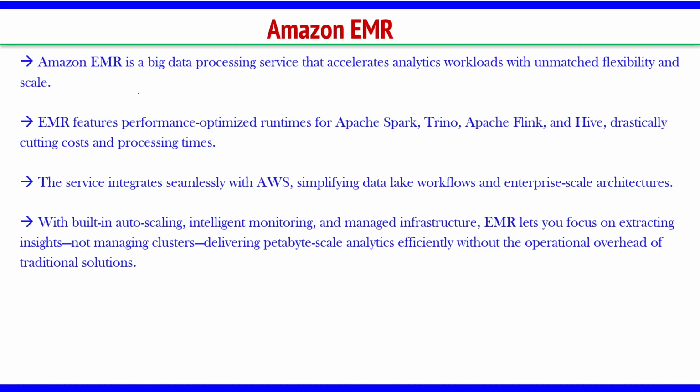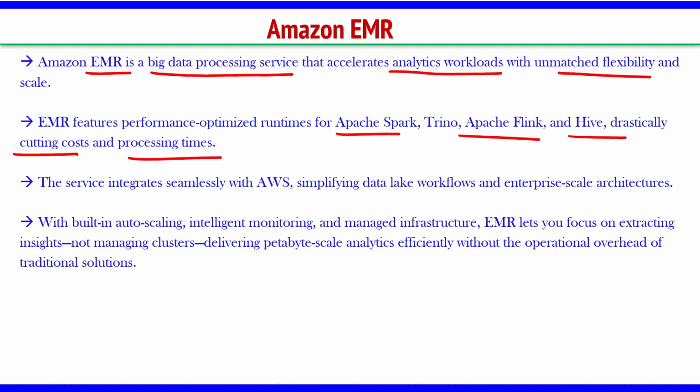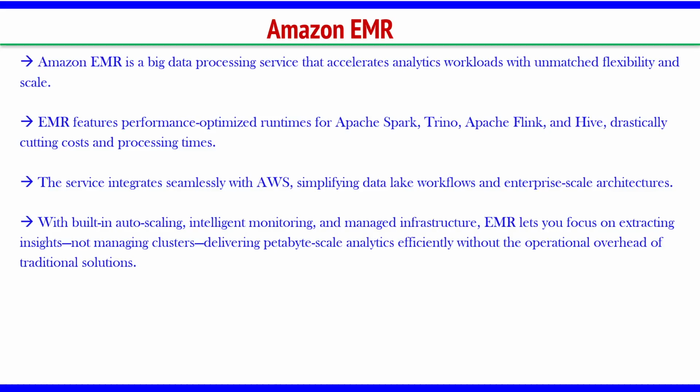Okay, right? So Amazon EMR is a big data processing service that accelerates analytics workloads with unmatched flexibility and scale. With EMR I can run Spark, Flink, Hive, everything I can do. By cutting the cost and processing time, means with very little time and very little cost I can get the output. This EMR easily integrates with other AWS services. What all you want to do by integrating with other services is very easy, right? So EMR is one feature, we see that.